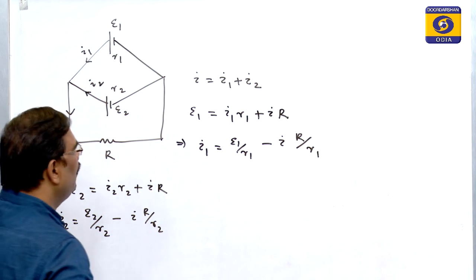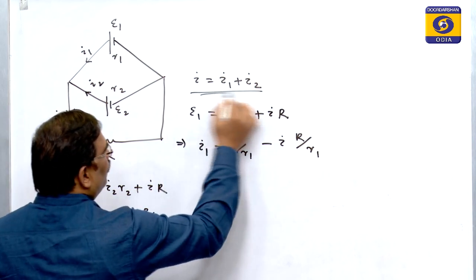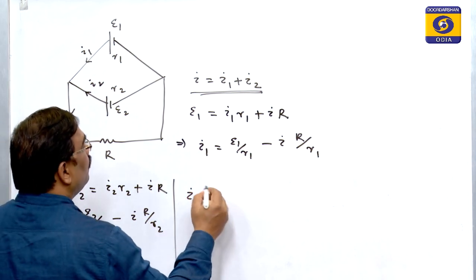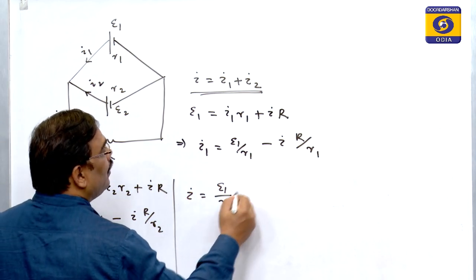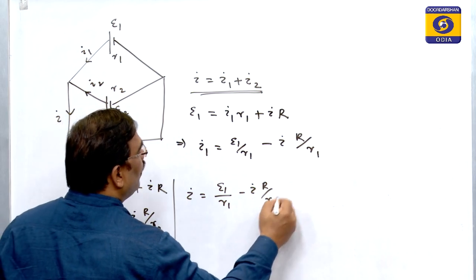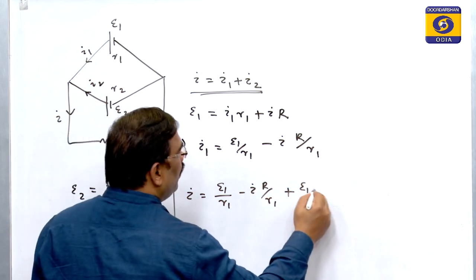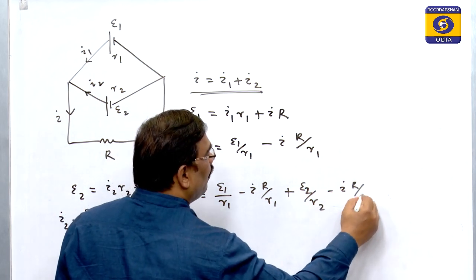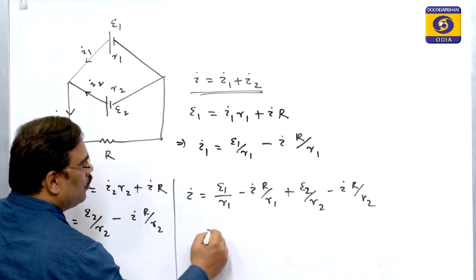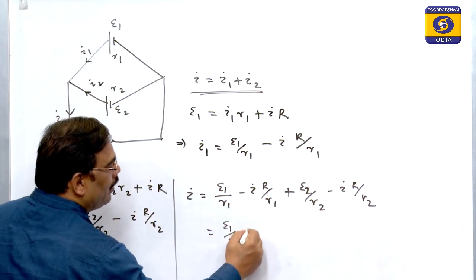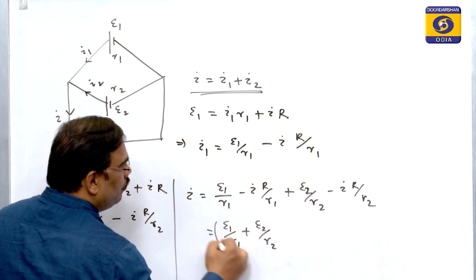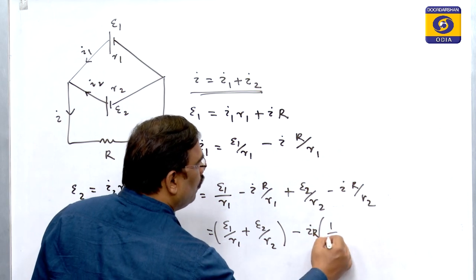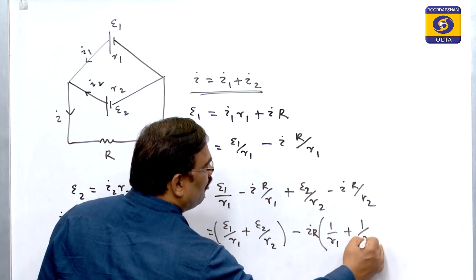Now, as I equal to I1 plus I2, I can write I equal to E1 by R1 minus IR by R1 plus E2 by R2 minus IR by R2. So, this is equal to E1 by R1 plus E2 by R2 minus IR taking common, 1 by R1 plus 1 by R2.